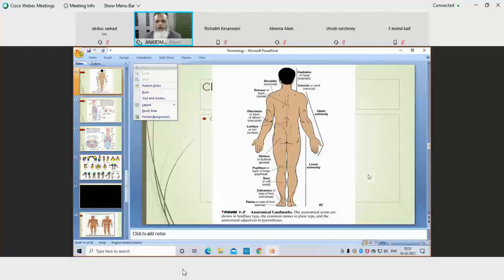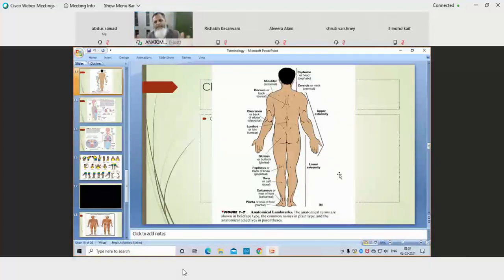Ipsi means of the same side, and contra, obviously contradiction, contrary. The prefix itself, when added, gives the notion of opposite. So ipsilateral means of the same side, and contralateral means of the opposite side. Suppose now I am going to use the terms in a sentence. You listen, then I am going to ask you whether you have understood it or not.